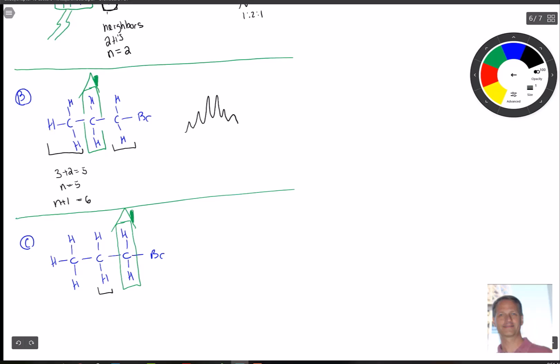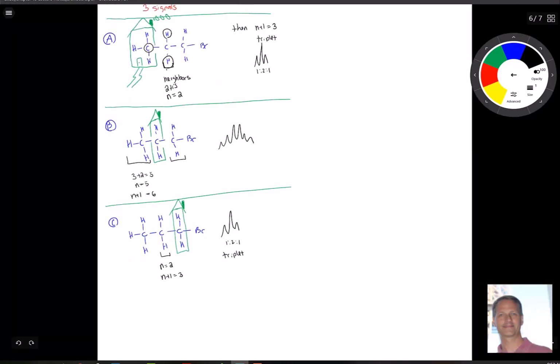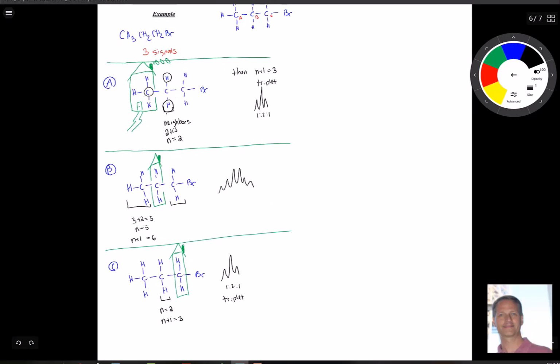So we look to our left, n is equal to 2 here. So n plus 1 is equal to 3. We expect to see a triplet here, right? 1 to 2 to 1 ratio for that triplet. All right, so if we look back at what we've done there, we know we're going to get 3 sets of peaks on the NMR. Those sets of peaks are going to be split into these patterns that we see for A, B, and C.